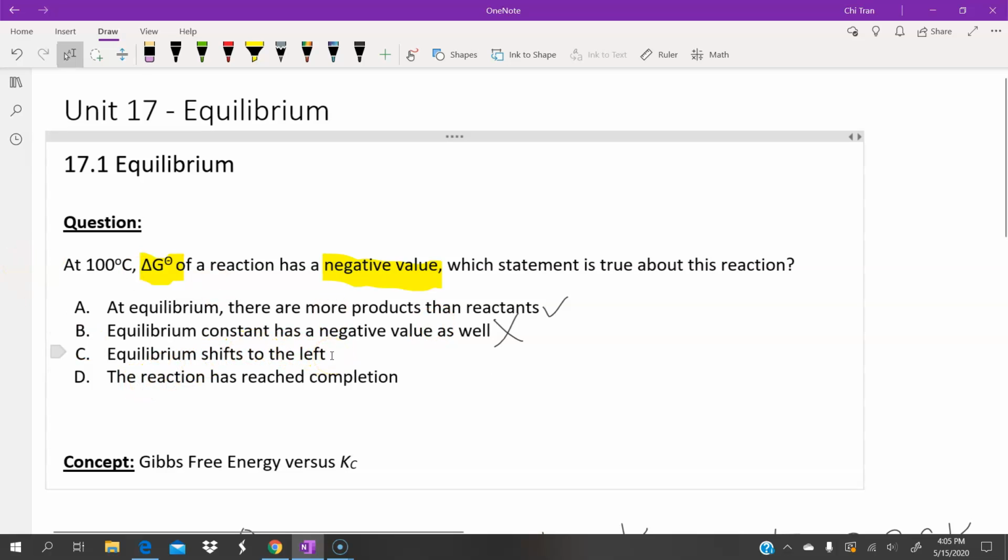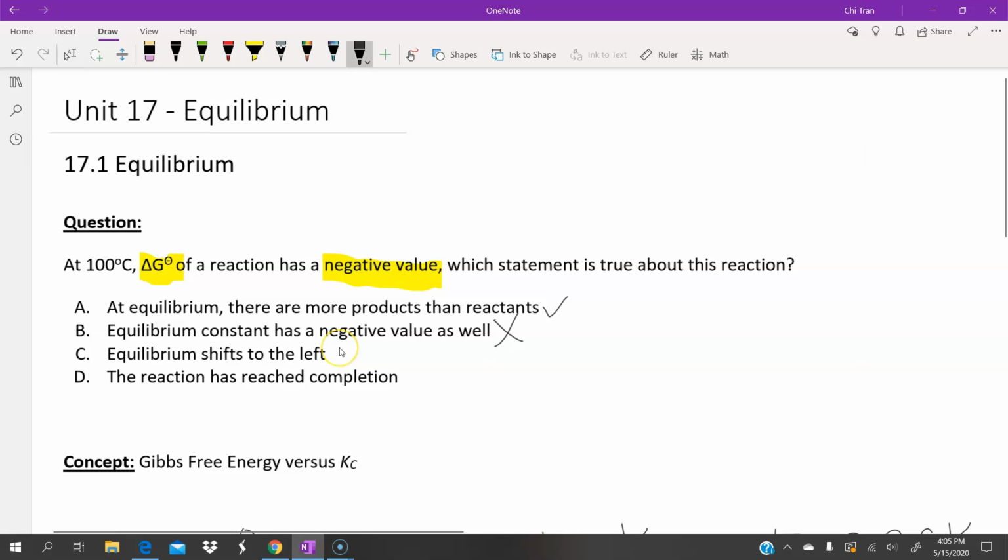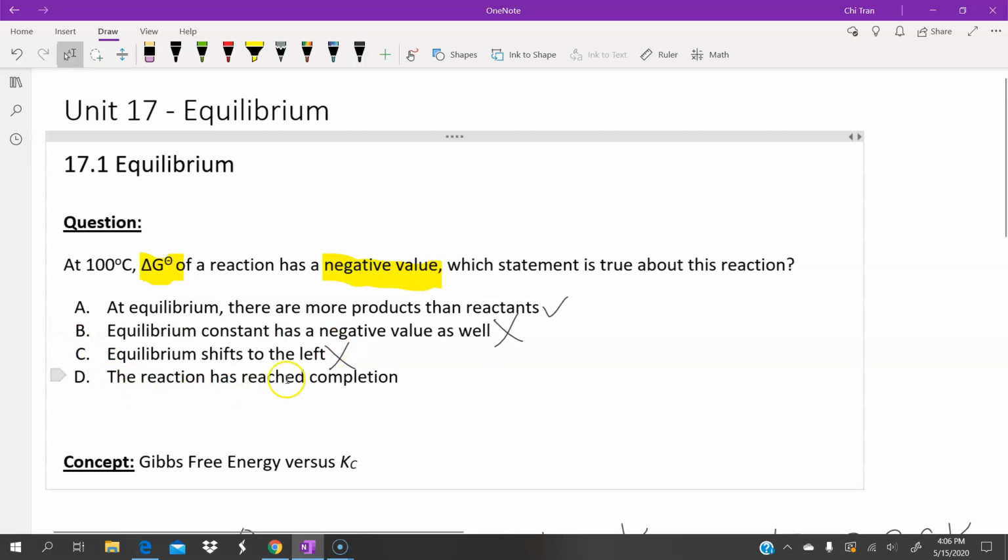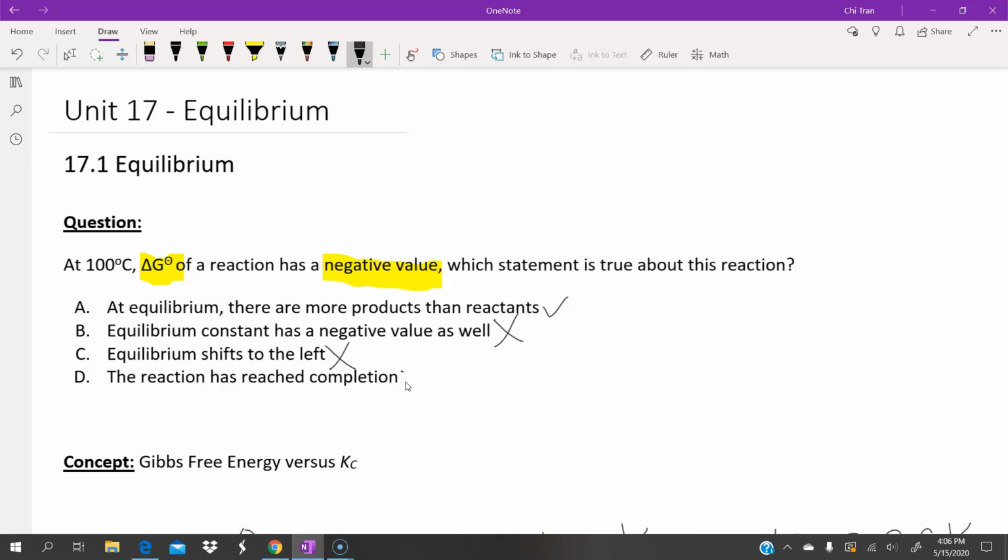And then C, equilibrium shifts to the left. This is the opposite. It actually shifts to the right because when Gibbs free energy is negative, it favors the forward reaction. So C is wrong. And D, the reaction has reached completion. So we know that it's a reversible reaction and there's no completion. It only reached equilibrium. So D is also wrong. And so our final answer is A.